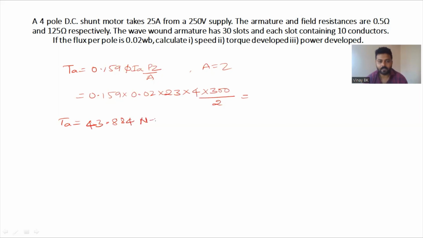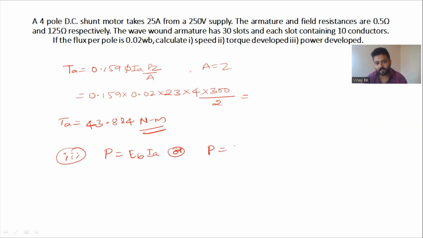43.884 Newton meter is a torque value. Power developed, they asked. Power developed P is given by EB into IA, you can use. Or if you wanted to write another formula, P is given by armature torque into omega, whereas omega equals 2 pi N divided by 60. You can write TA into 2 pi N divided by 60. You can get the same answer, any one formula you can use.